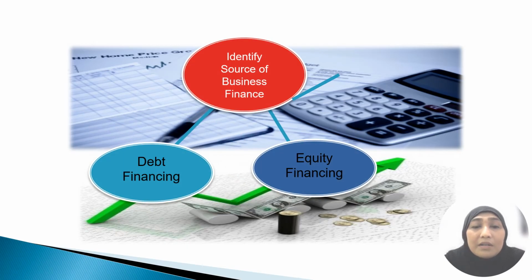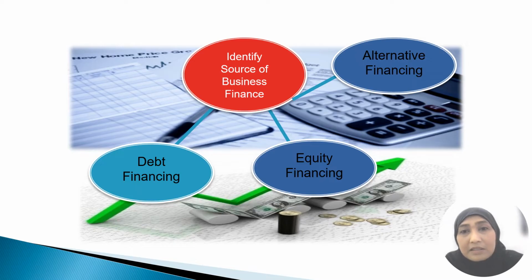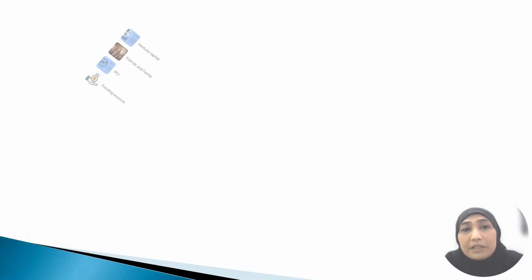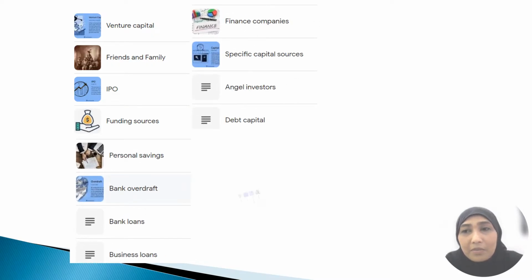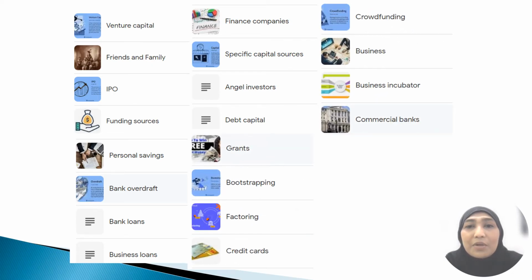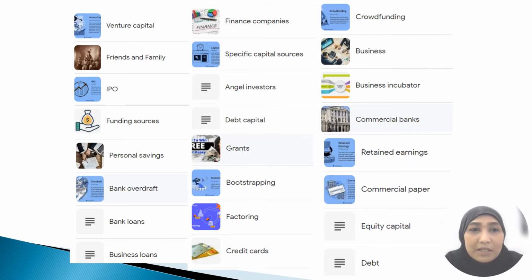All right, now you want to identify the sources of business finance, or sources of capital. We have debt financing, but these are the basics. Previously, most of the old books had only these two: debt financing and equity financing, and later they added alternative financing. These are all examples of sources of capital. We have many here, so we'll discuss them one by one later.